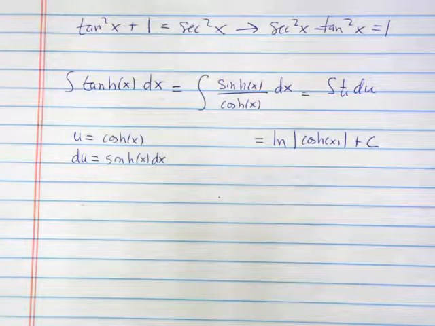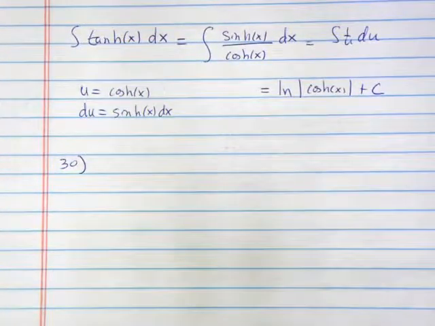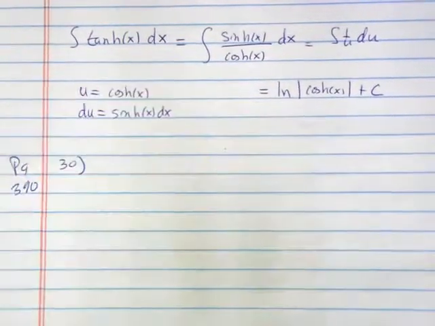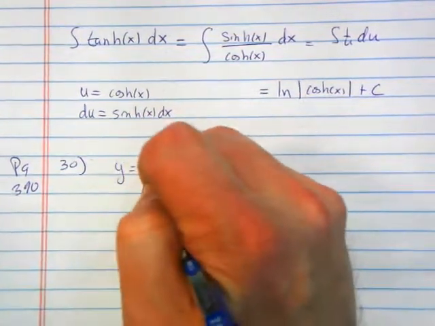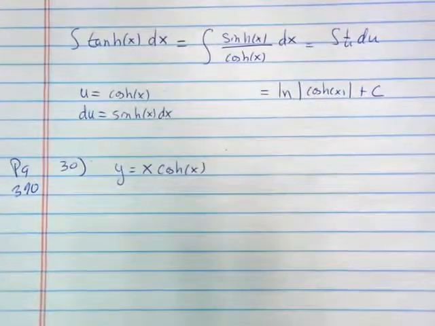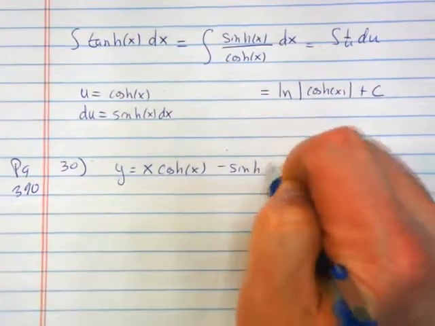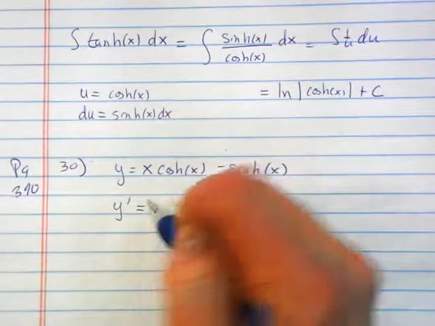All right, so let's grab some homework problems. I'm on page 390. Problem number 30. y equals x hyperbolic cosine x minus hyperbolic sine x. And the directions are find the derivative. Well, your answer would be y prime is.